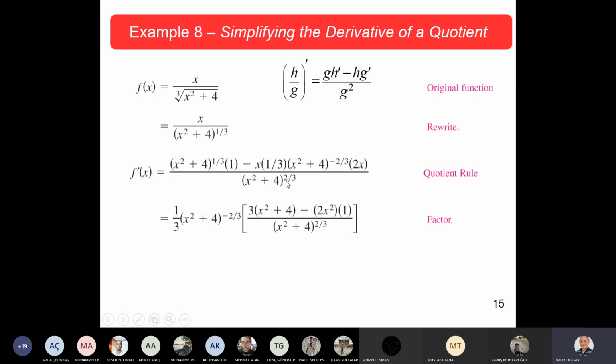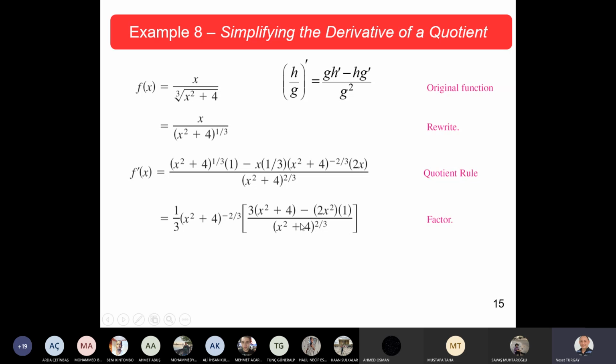Okay, in here, actually, sorry, I didn't see that. Here you are also taking 1 over 3 to the front. Yeah, common factorization is happening here. So this is x squared plus 4 to the power minus 2 over 3 times 3 times x squared plus 4 minus 2x squared, times 1 over x squared plus 4 to the power 3.